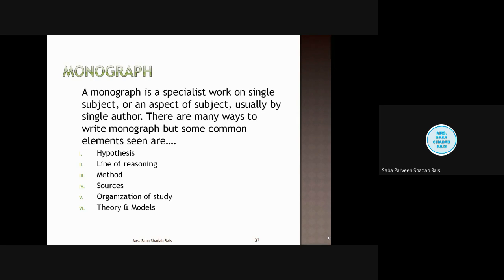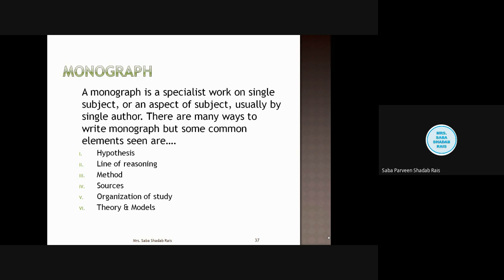Then methodology, which consists of several elements including sources, organization of the study, theoretical point of reference, and methods of analysis, etc. Then the next thing is the sources. This is the analysis of whether the sources used are appropriate to the topic of the study, and it should be written from where you have got all this information. Then organization of the study. This deals with the type of organization of the study, and it indicates the extent to which it improves or can hinder the reasoning.